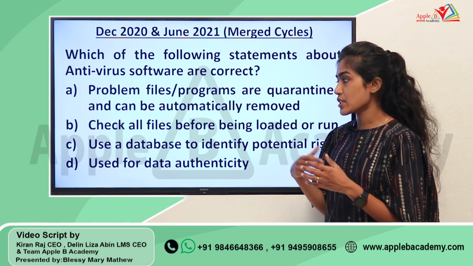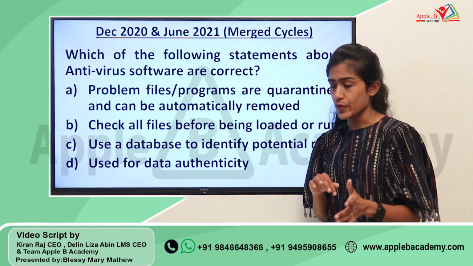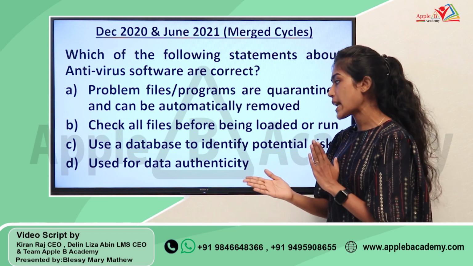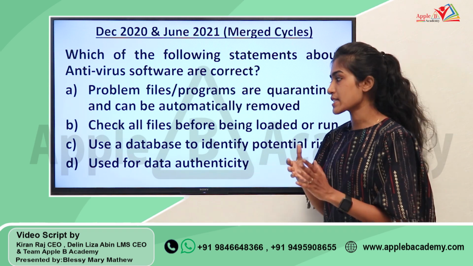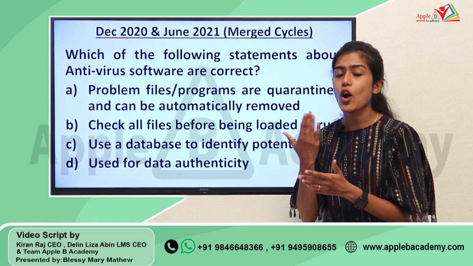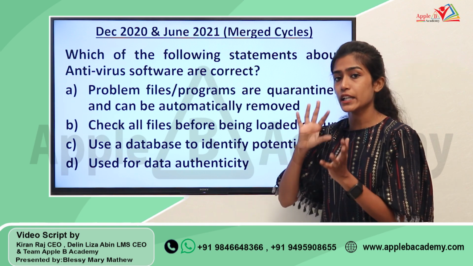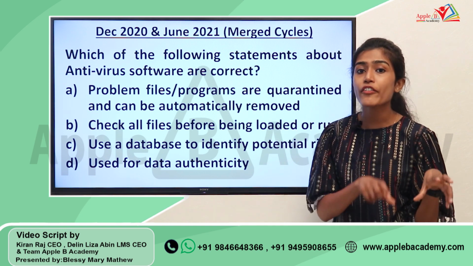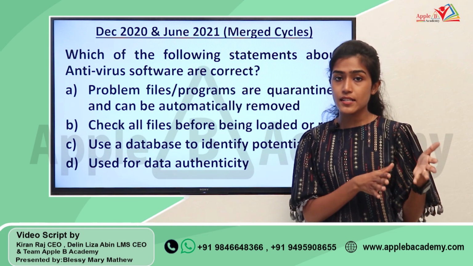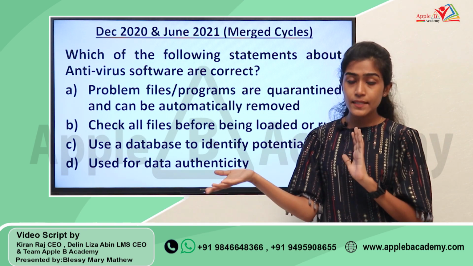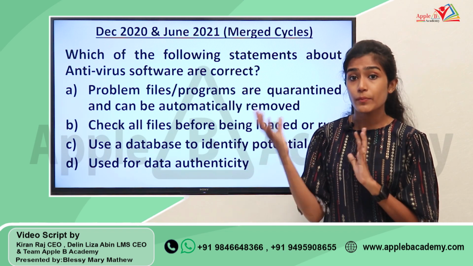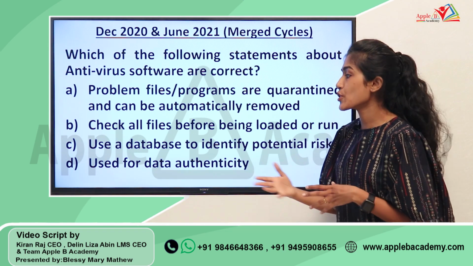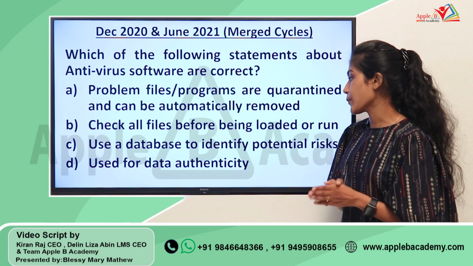That is again true. So it checks all files before being loaded or run. Coming to option C, use a database to identify potential risks. So basically it has a database which includes all the potential risks, and if this particular software finds any of these risks that are in the database, it will be detected. If it is affecting your computer, it will be detected and removed. So it uses a database to identify potential risks.